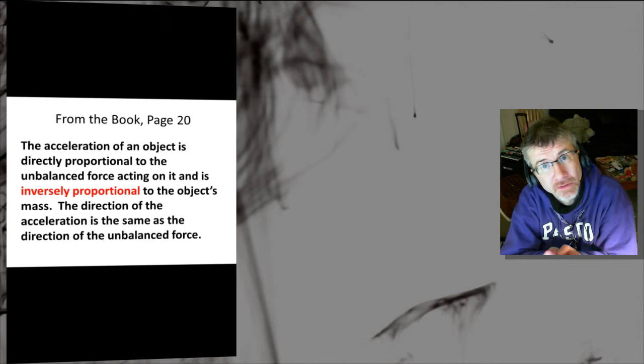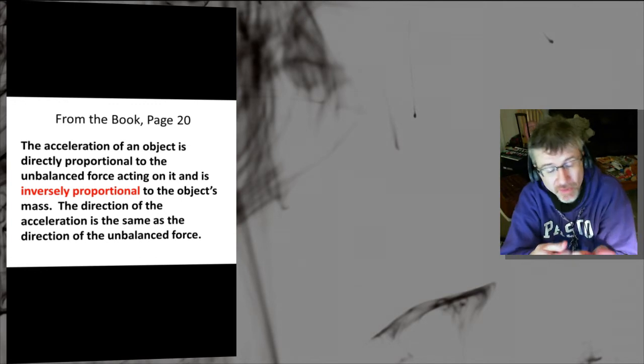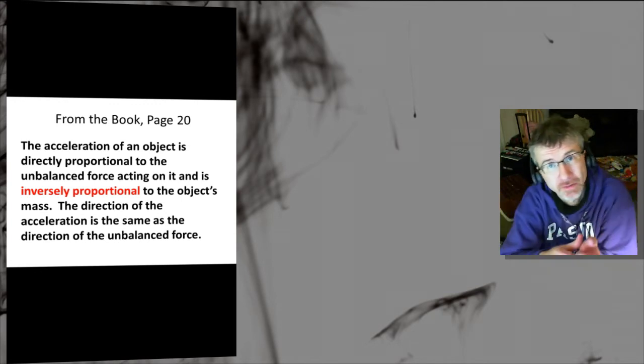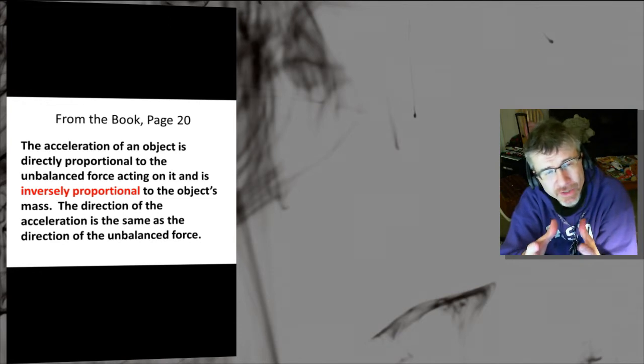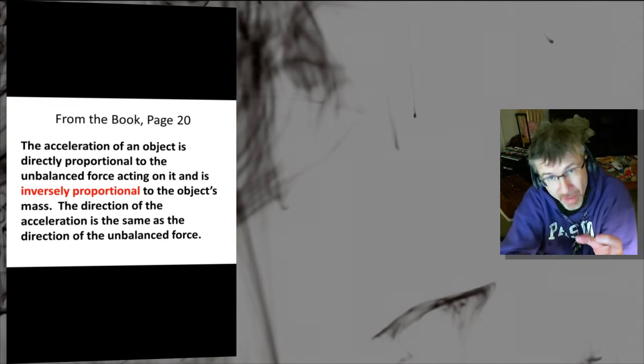Inversely proportional means that when something goes up, another thing goes down. Think of a fraction. You've got the numerator, you've got the denominator. If the numerator stays the same and the denominator gets bigger, the fraction gets smaller. 1 over 2 is bigger than 1 over 4, which is bigger than 1 over 8, which is bigger than 1 over 16, etc.